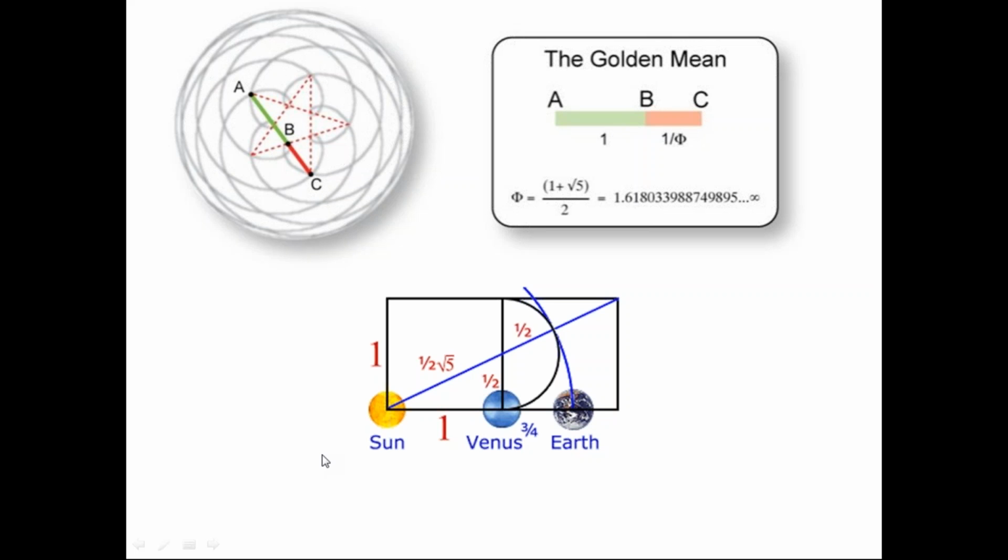Now, to take it one step further, the sun to Venus to Earth distances, or Earth to Venus to sun, is also the same proportion. It's the golden mean. It's quite interesting, isn't it?